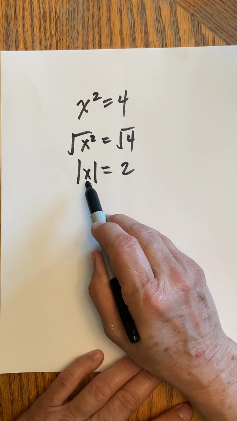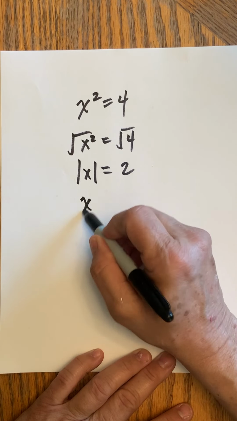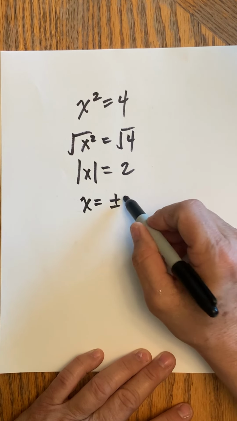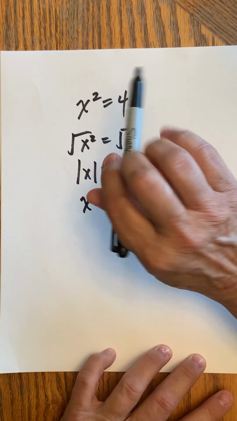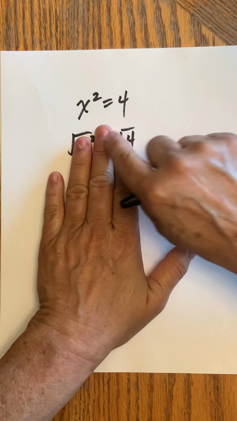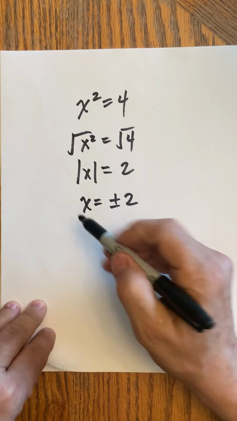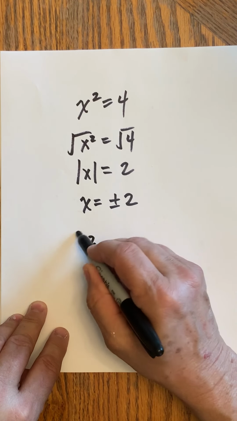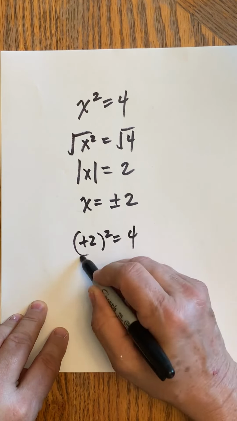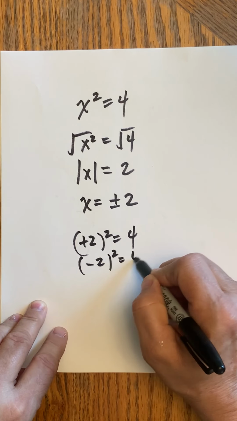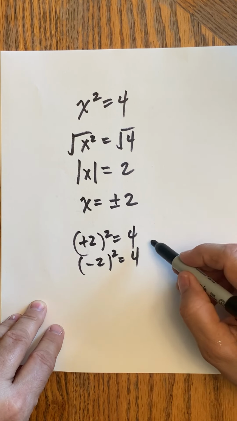To remove the absolute value, you say x is equal to plus or minus 2. Because before you did all this, you really don't know if x was positive or negative. It could have been either, because a positive 2 squared is 4, and a negative 2 squared is 4. So either one would work.